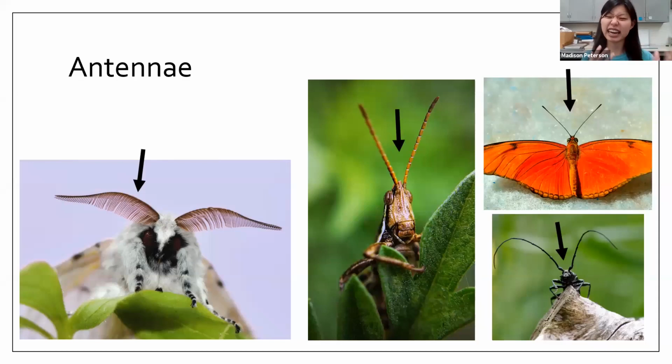And so antennae act like a nose for the insect. They can find food, they can find water. I think mosquitoes use their antennae kind of like the cockpit of a jet. They can detect air pressure and airspeed and things like that. So different types of antennae, they're just really cool.